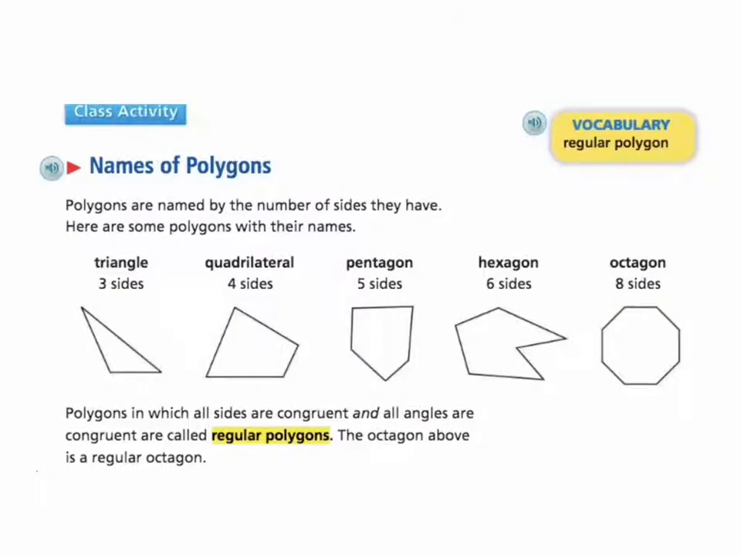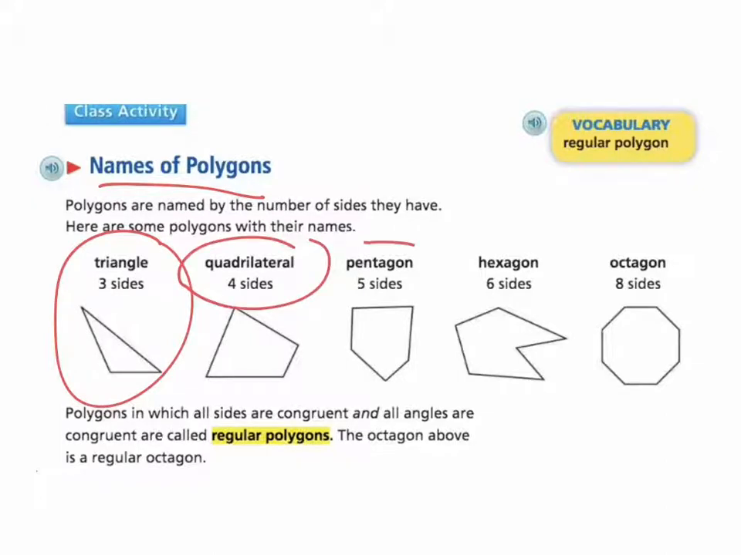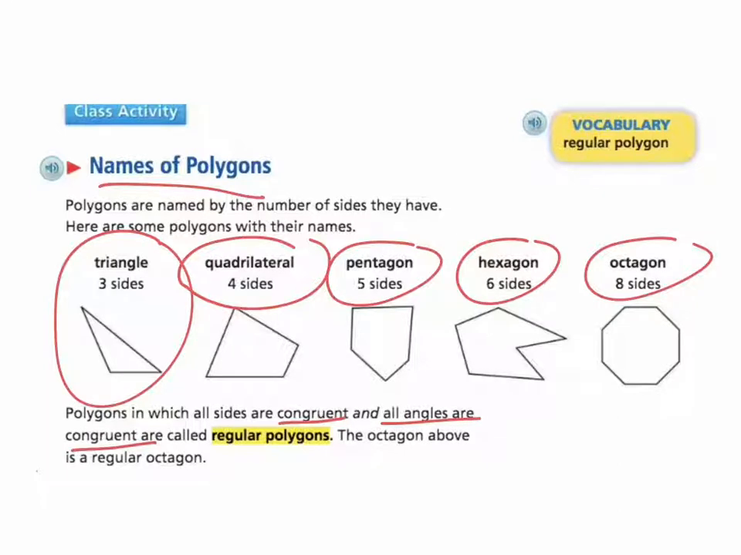Let's real quickly review the names of polygons. Polygons are named by the number of sides they have or the number of angles. So a triangle has 3 sides, quadrilateral 4, pentagon 5, hexagon 6, octagon 8. Polygons in which all sides are congruent and all angles are congruent, that means exactly the same, are called regular polygons. An octagon, this one is a regular polygon. Other regular polygons that you're familiar with would be squares, or equilateral triangles, where all sides are congruent and all angles are congruent.